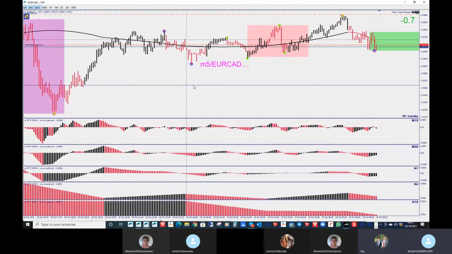The big screen on the EuroCAD. All right, so you see the H1 has done a low of the session. It needs to recycle back up, form a high, and then it'll go short.